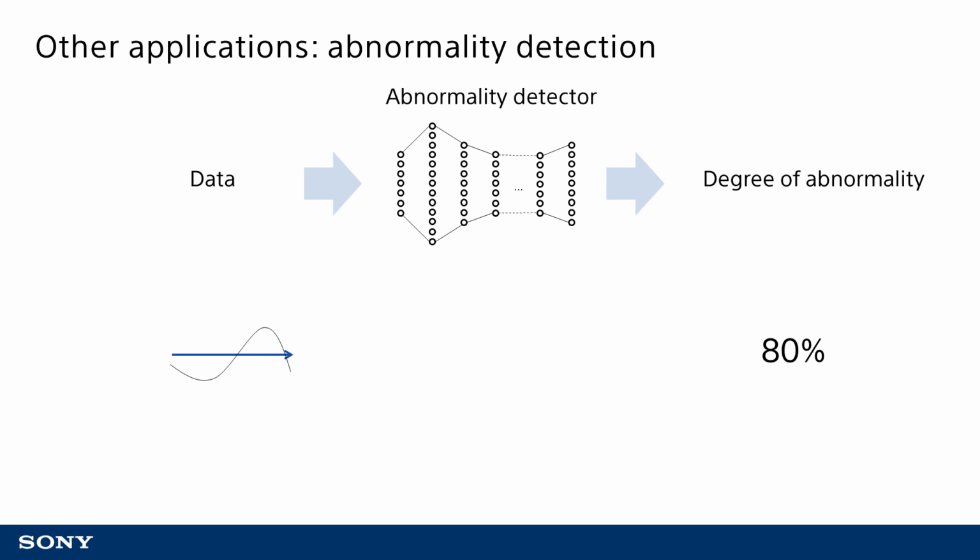Deep learning can also be used to detect abnormalities in data. When creating this type of function, we design the neural network to output the degree of abnormality in the input data. Abnormality detection can be used for things such as predicting malfunctions in manufacturing equipment in factories, for example, by configuring it to calculate the degree of abnormality based on data from sensors installed in the equipment.